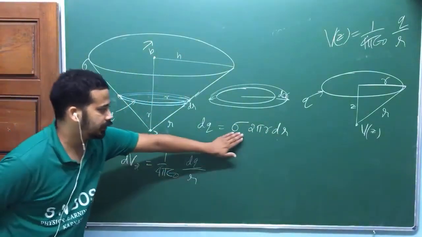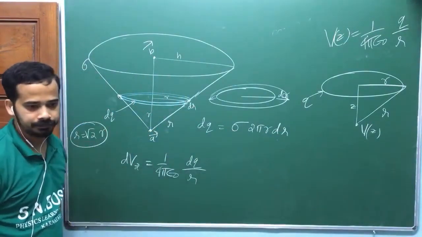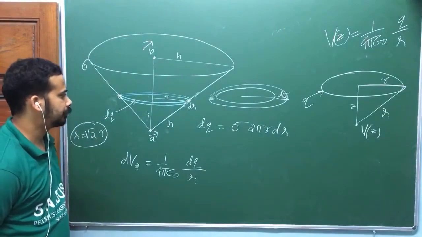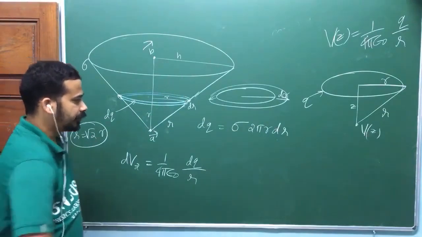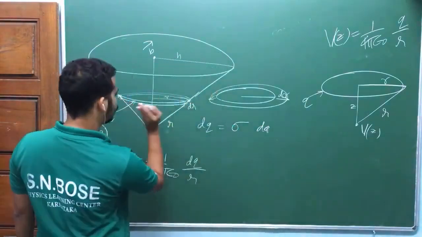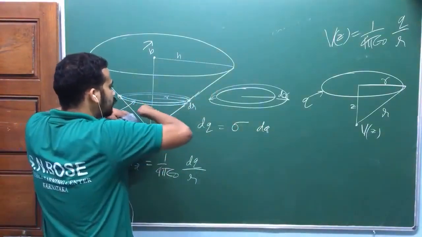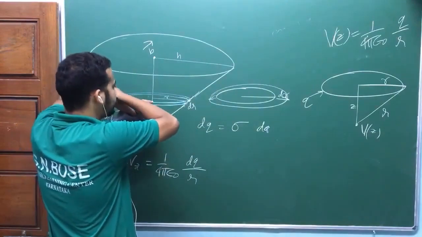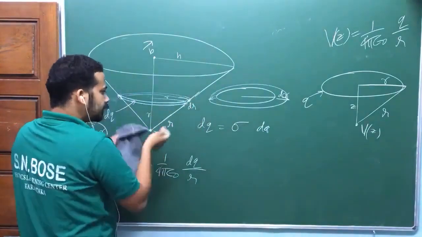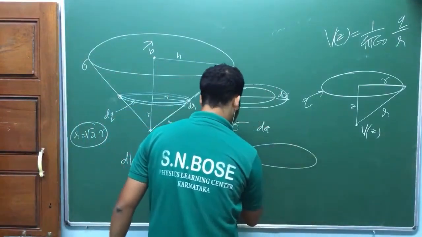If you grab this equation, I think the problem is almost done. Sigma into dA, am I right? What is dA? dA is the surface area of this ring. But that ring is not spread over the plane, am I right? It is like this. Let me draw it here again.